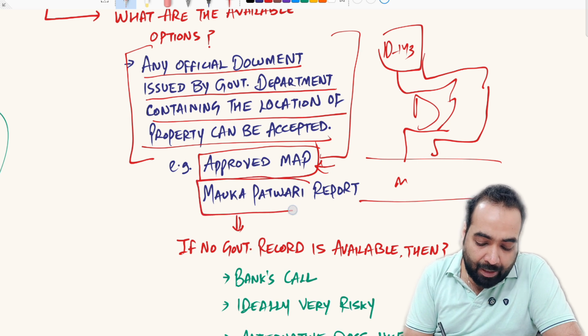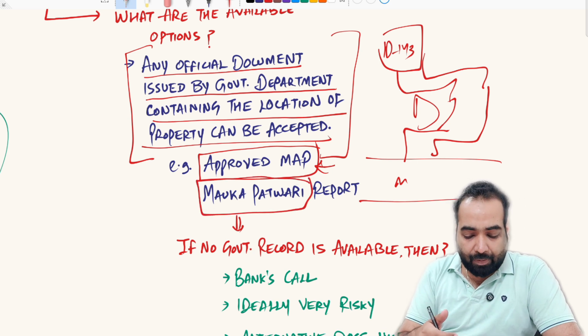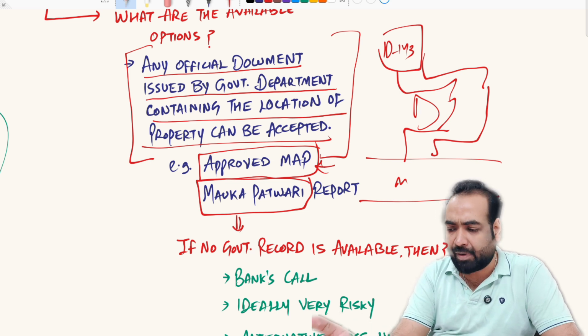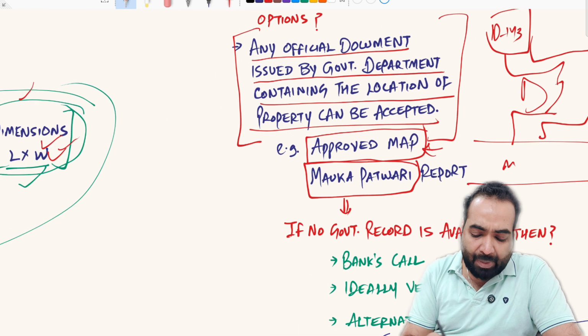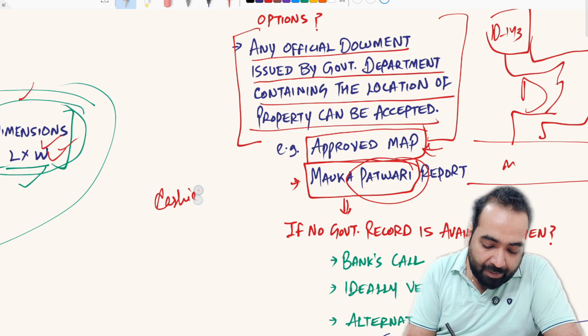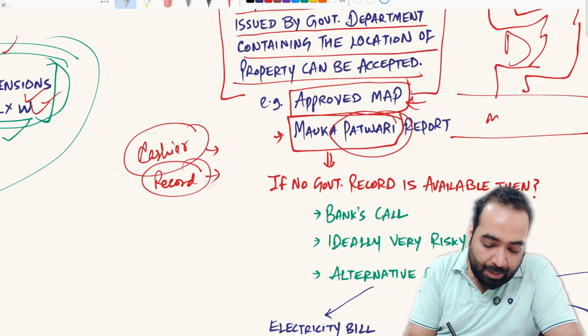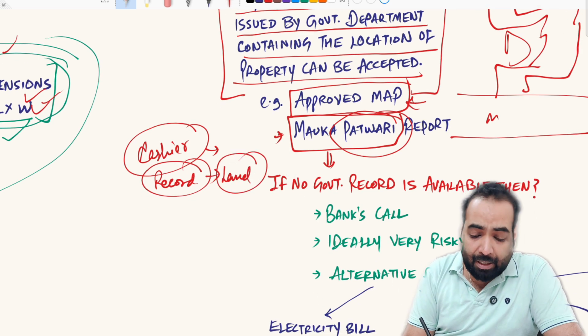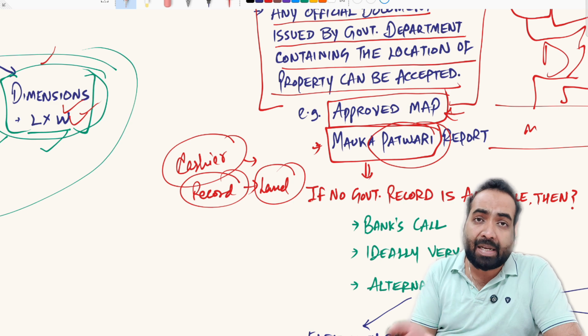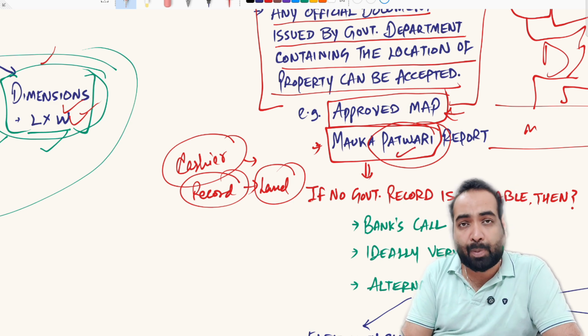Then there is a Mokka Patwari report that is being done in very few states in India, especially in Punjab, Haryana, and one or two other states. Patwari is basically the cashier of the village, and he has the record of all the land of the village, right? So when your title deed mentions only the area name or the village name, and you don't know where the property is actually located, then you can take the help of Patwari.